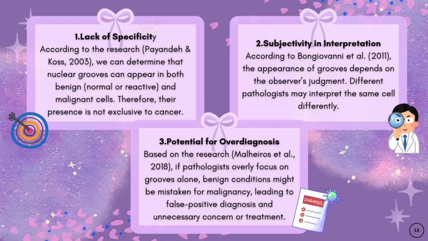Next, subjectivity in interpretation. According to Giovanni et al. 2011, the appearance of grooves depends on the observer's judgment. Different pathologists may interpret the same cells differently. The third limitation is potential for overdiagnosis. According to the research by Malheiros et al. 2018, if pathologists overly focus on nuclear grooves alone, benign conditions might be mistaken for malignancy, leading to false positive diagnosis and unnecessary concern or treatment.